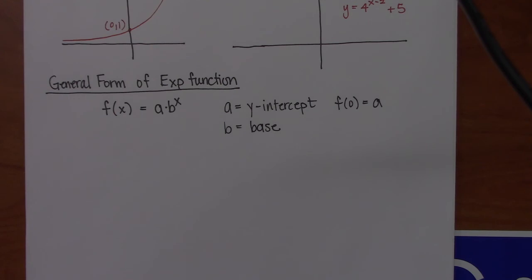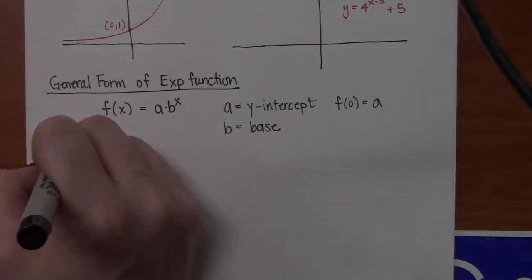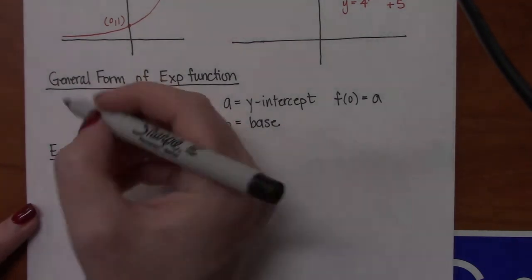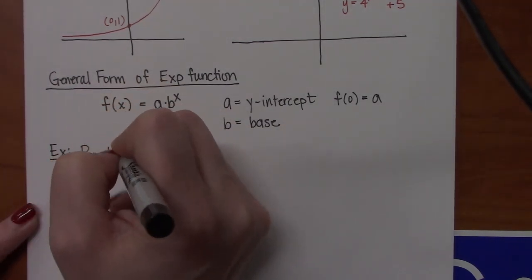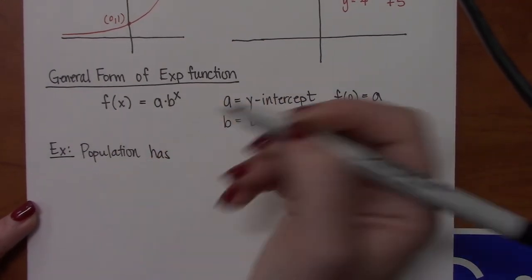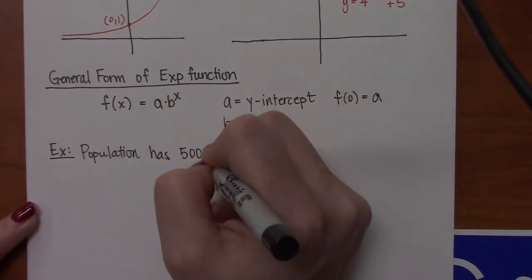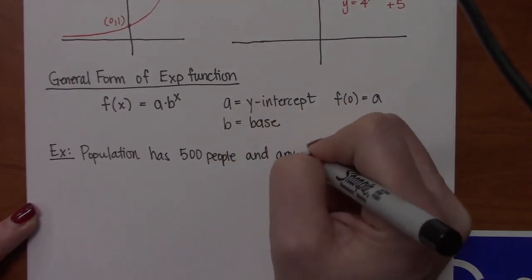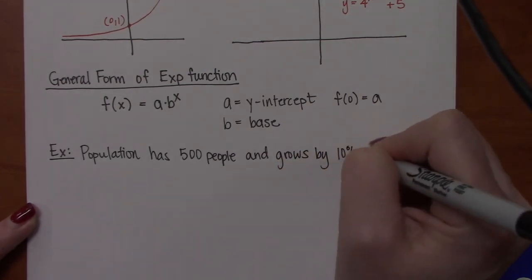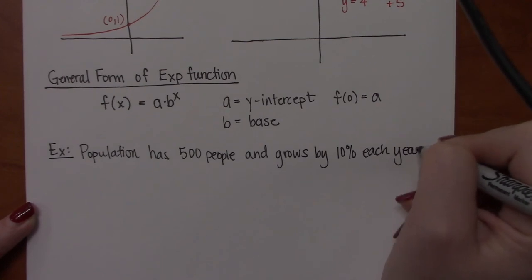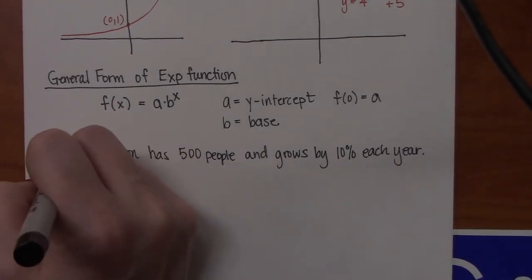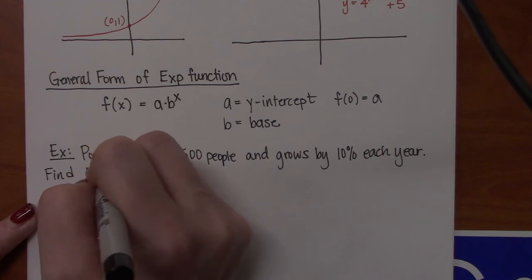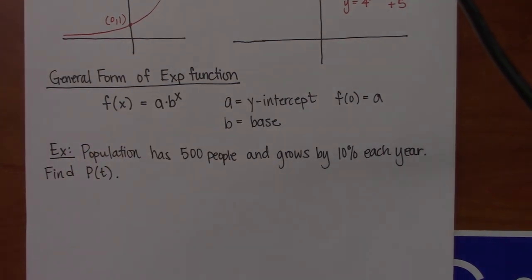So what I want to look at is, let's say that a population starts out with 500 people and grows by 10% each year. Let's find an expression for P of t.